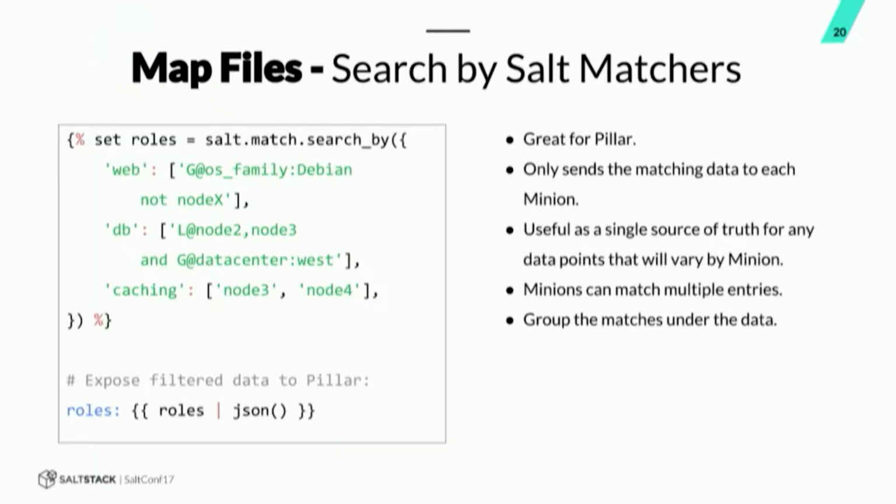You can also search. There's another function in there which is basically the inverse of filter by, which allows you to filter on the data just from a different direction. So if you want to put various matches in there and then have the other data points pulled out in the other direction, it's just a different way to organize your map file. But once again, it's useful as that single source of truth.